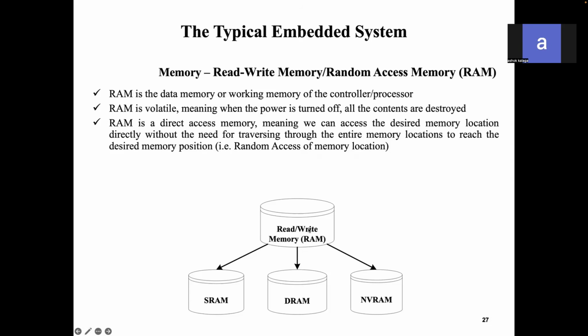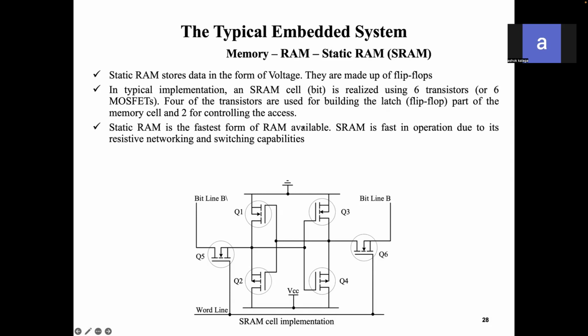These are the three different types of RAMs: SRAM, DRAM, and NVRAM. Static RAM cell, dynamic RAM cell, and NVRAM. Now, SRAM is nothing but static RAM, which stores the data in the form of voltage. SRAM is made of flip-flops. Each SRAM cell contains a flip-flop.